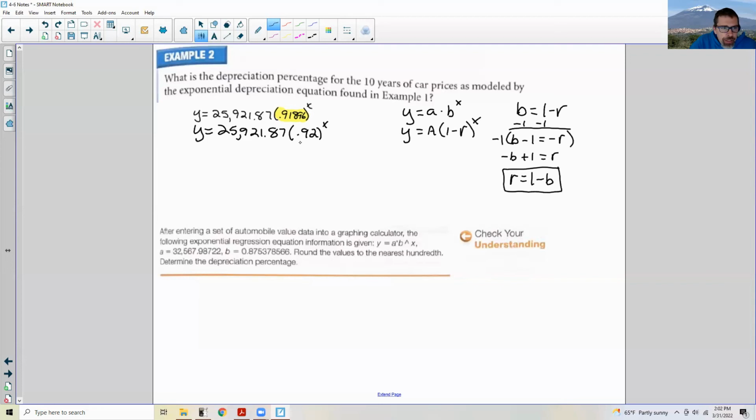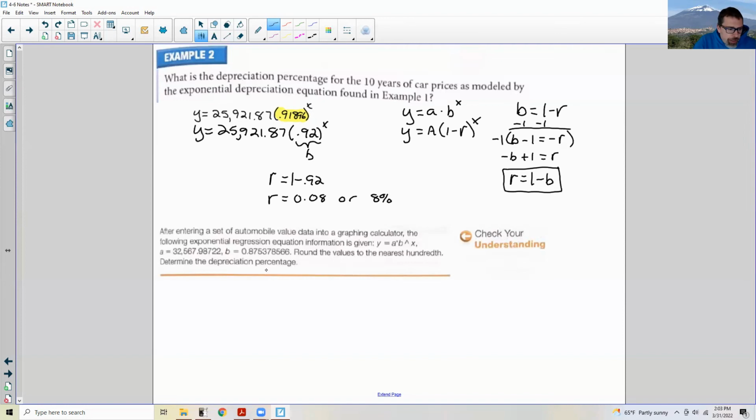So since this is our B right here, I can substitute it in, and I could say R equals 1 minus 0.92, since B is 0.92. So R equals 0.08, or 8%. Okay, and that's per year.